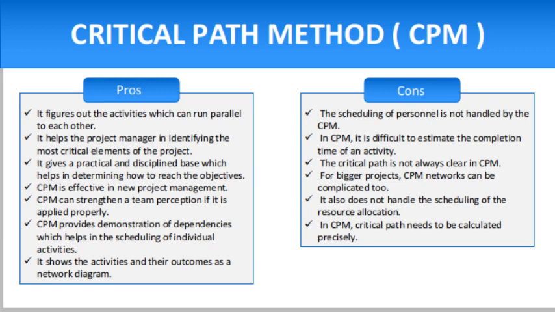The disadvantages: the scheduling of personnel is not handled by the CPM. In CPM, it is difficult to estimate the completion time of an activity. The critical path is not always clear in CPM. For bigger projects, CPM networks can be complicated too. It also does not handle the scheduling of resource allocation. In CPM, the critical path needs to be calculated precisely.